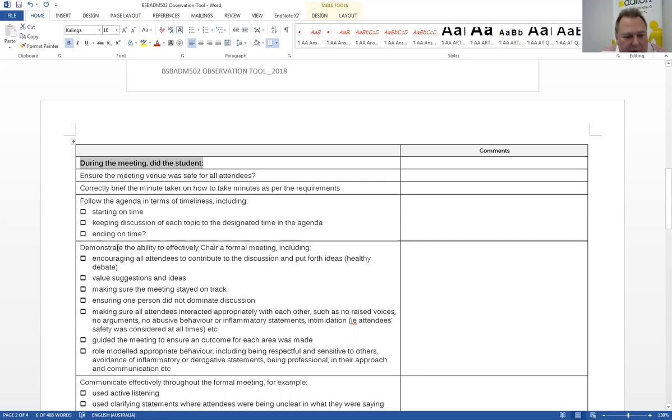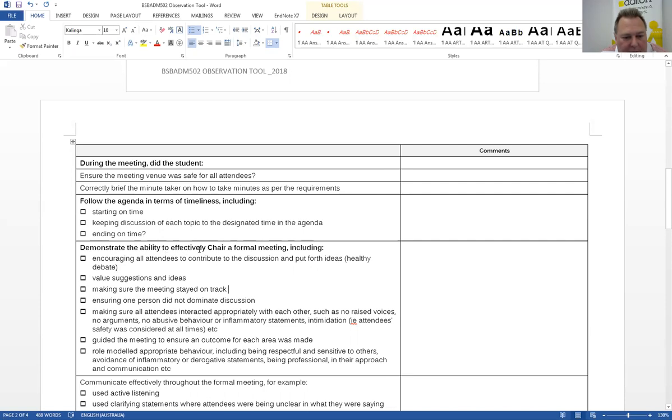Did the student demonstrate? Okay, I'll just put this in bold. During the meeting, did the student demonstrate the ability to effectively chair a formal meeting, including encouraging all attendees to contribute to the discussion and put forth ideas, which is considered a healthy debate?